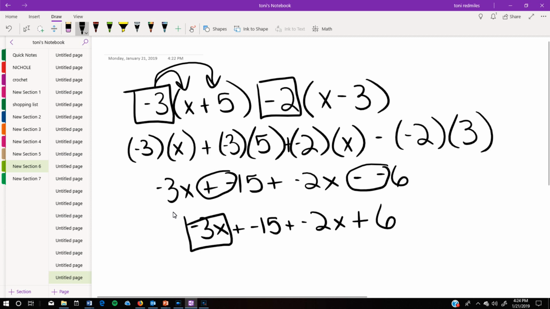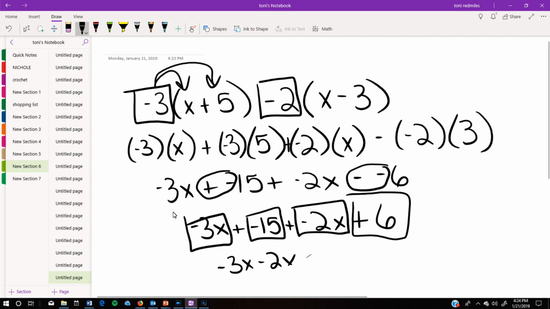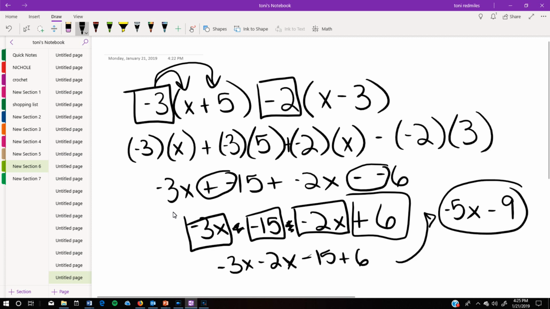All right, my like terms. Okay, -3x minus 2x, and then this is like with this, right? So minus 15 plus 6. Look, these extra ones, they kind of got forgotten about anyway, so that's why they don't matter. Okay, -3 minus 2 is, and I'm going to come up over here, a -5x. -15 plus 6 is a -9. That's the furthest that I can simplify. All right, so that was my examples for today.